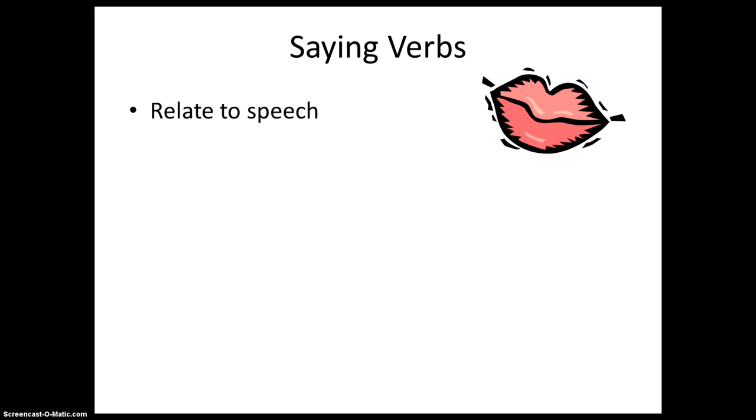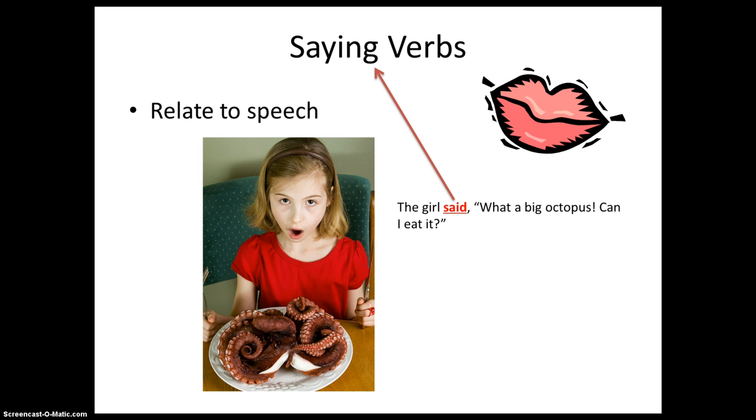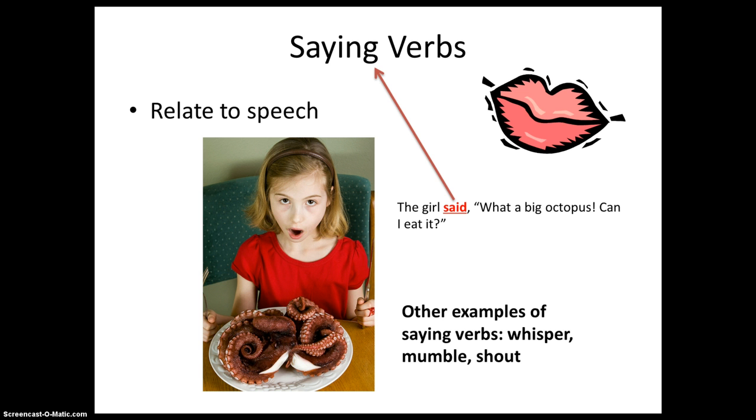Next, we have saying verbs. As the name implies again, and the little red lip I have on the right side, it's related to speech. Like the little girl here said, "What a big octopus! Can I eat it?" So said, the action, is a saying verb. There are many other examples as well. We have the word whisper, we have the word mumble, and shout. All these are related to speech.